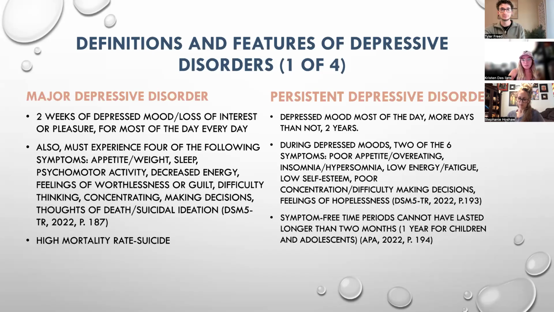Next, we have persistent depressive disorder, which is characterized by a depressed mood for most of the day, more days than not, for a duration of 2 years. During the depressed moods, 2 of the 6 symptoms must be present, which are appetite related, sleep related, low energy and fatigue, low self esteem, poor concentration, and feelings of hopelessness.